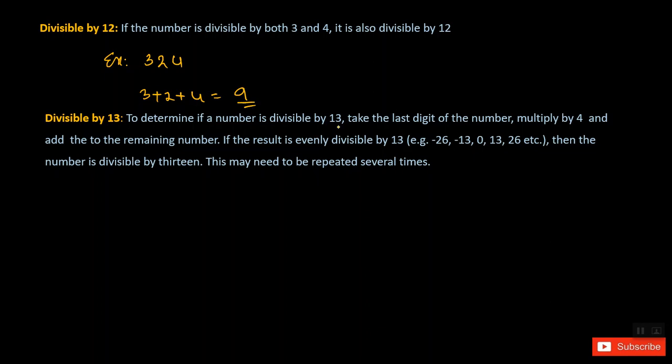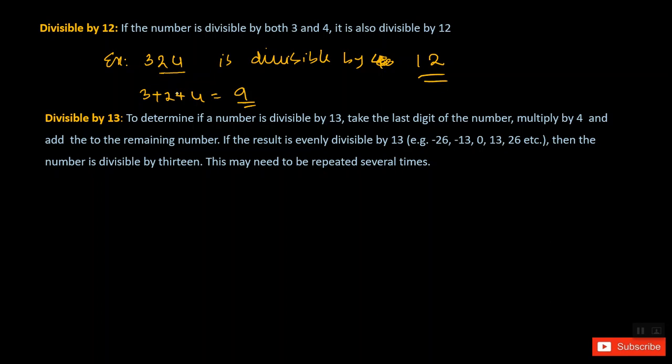And to check if the number is divisible by 4, as I told, if the last two digits of that number are a multiple of 4, so 24 is a multiple of 4, that's why we can say 324 is divisible by 4. So it's divisible by 12. All right, this is how you check. Let's move to the next.